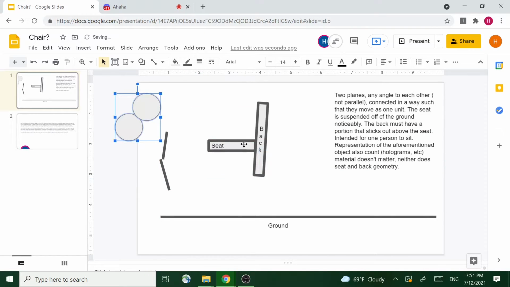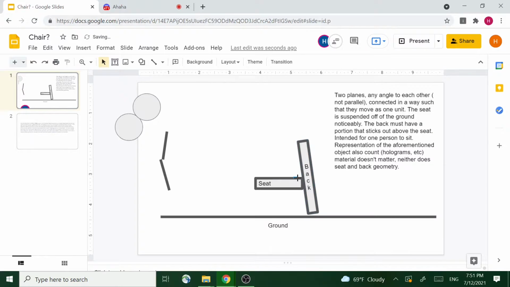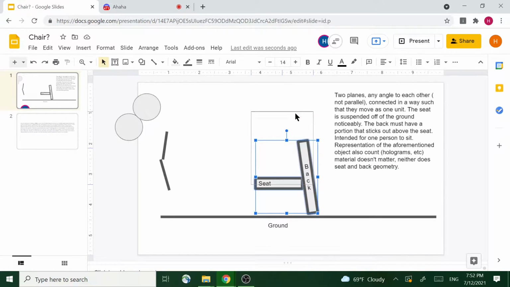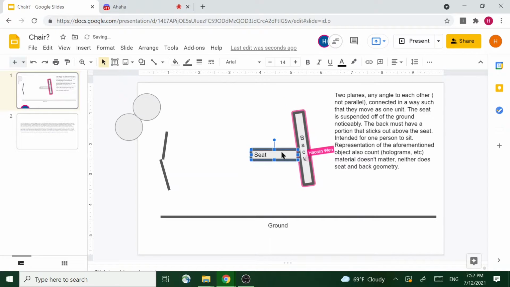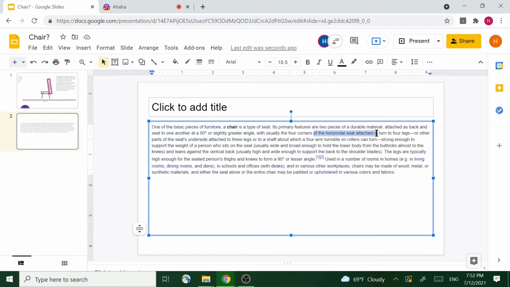It doesn't. It's not, but really I can't, backrest for anymore. For example, if I do this, that's arguably still a chair. I guess so. Well, I guess then we can maybe define what a proper chair is. Usually the four corners turn into four legs, or other parts of the seat attached to three legs, or to a shaft about which a four-arm turnstile can turn.